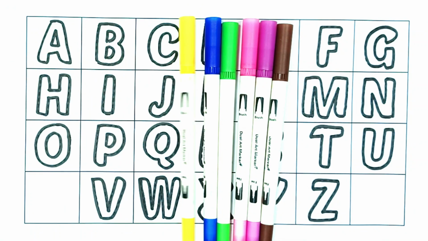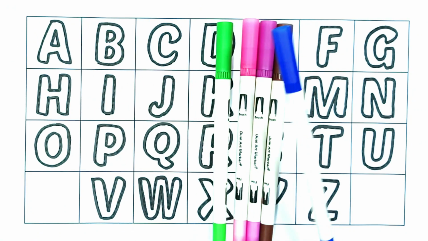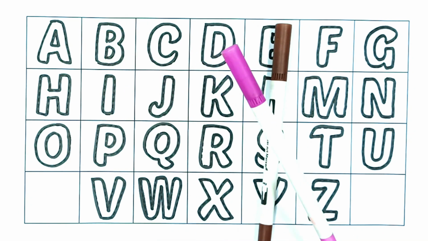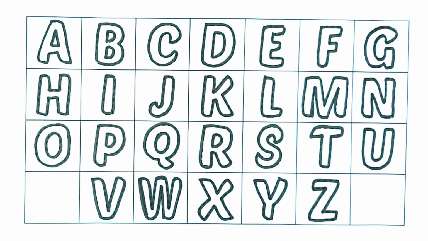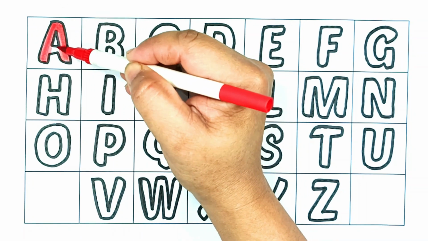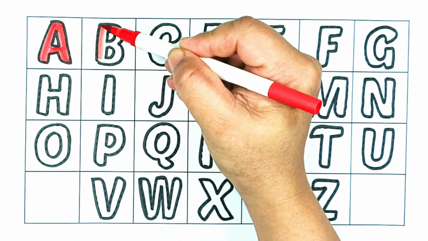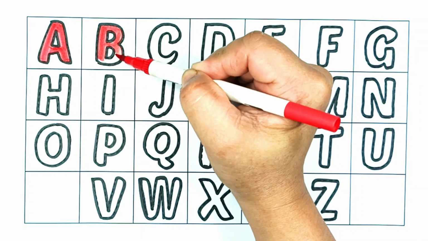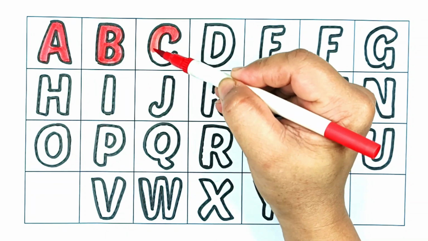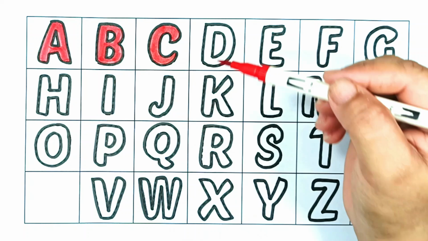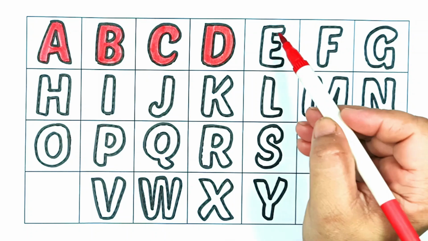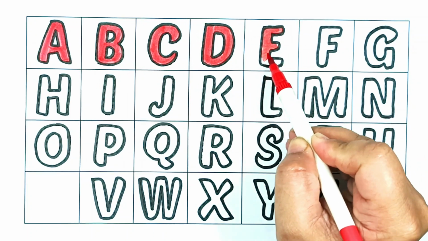Red color, yellow color, blue color, green color, pink color, purple color, brown color. A for apple, B for ball, C for cat, D for doll, E for egg.